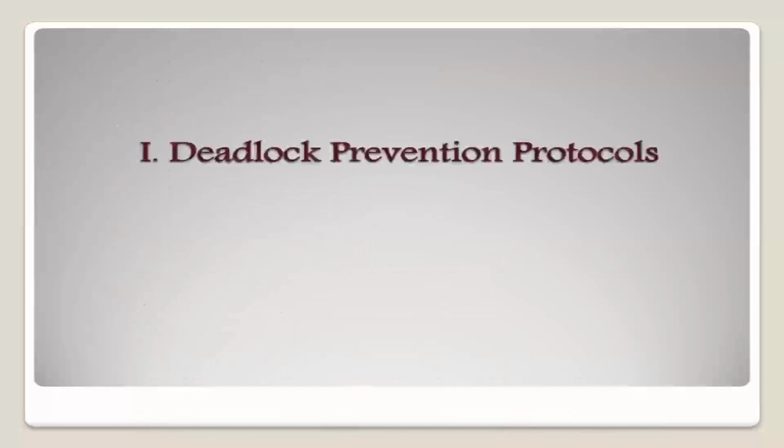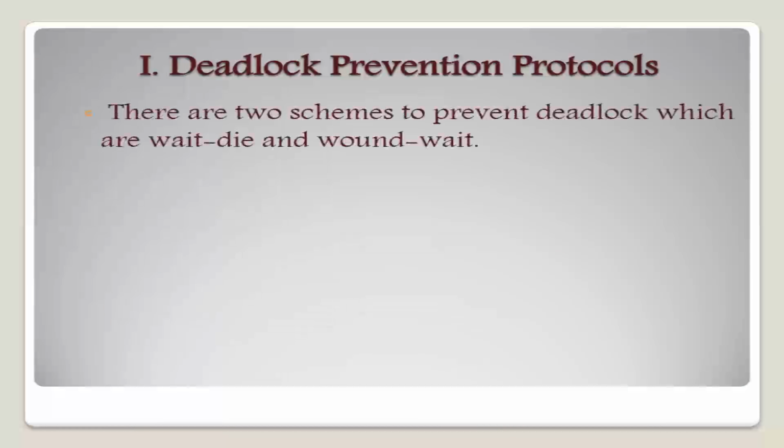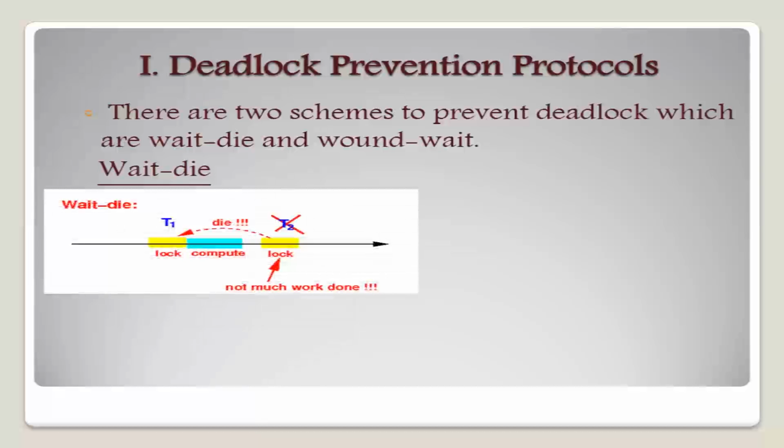Now talking about the deadlock prevention protocol, there are two schemes to prevent a deadlock. First is wait die and second is wound wait. Talking about wait die, in this scheme, if transaction Ti is requesting a conflicting lock and Ti is older than Tj, then Ti is allowed to wait until the data item is available. Second possibility is if Ti is younger than Tj, then Ti dies. Ti is restarted later with a random delay but with the same timestamp. This scheme allows the older transaction to wait but kills the younger one.